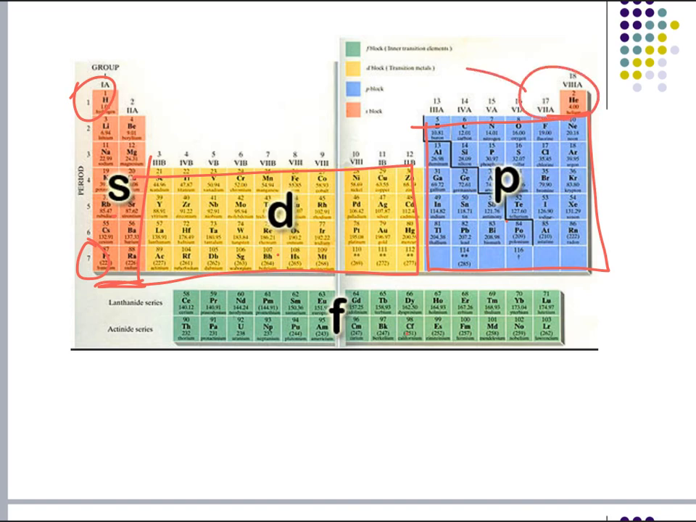Helium, however, kind of acts as if it's right next to hydrogen. It only has 2 electrons, so it only needs an s orbital. It doesn't have a p orbital. And then you have your F block with your lanthanide and actinide series down at the bottom. You should know the position of these blocks on the periodic table.